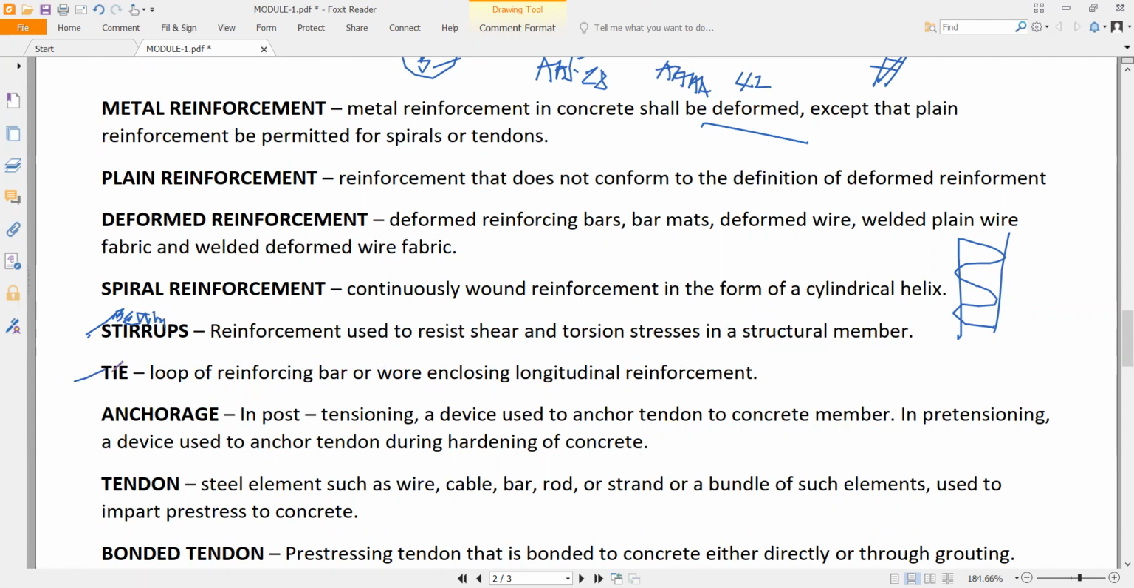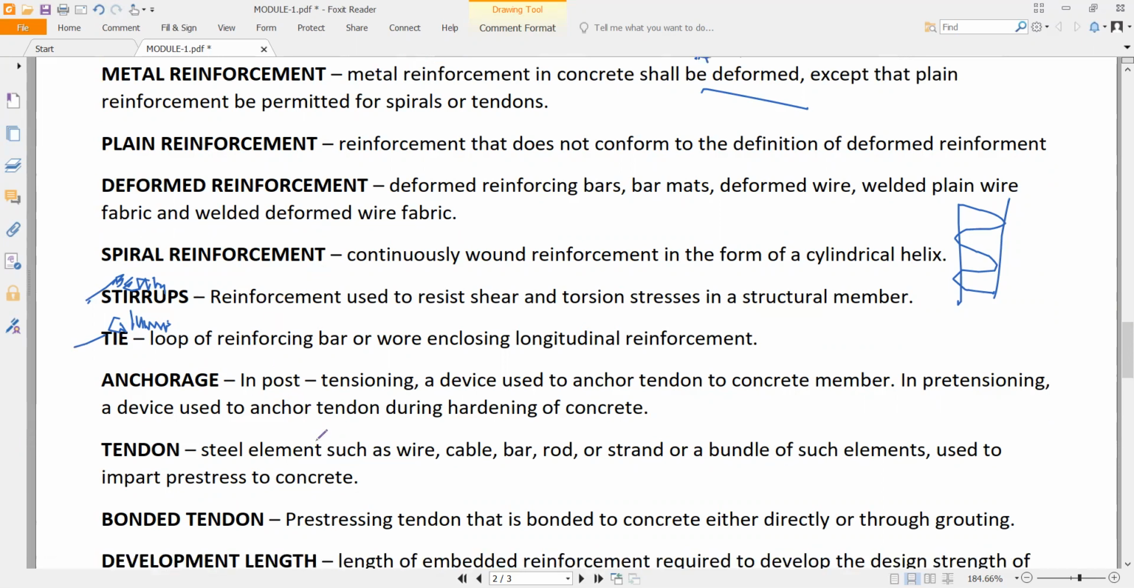And pagka tie naman yung tinawag, ito yung sa column. Tie ang tawag natin sa column. Again, beam for the stirrups for beams and ties for column. Pero pareho lang sila na same purpose. It is to hold our main reinforcements.